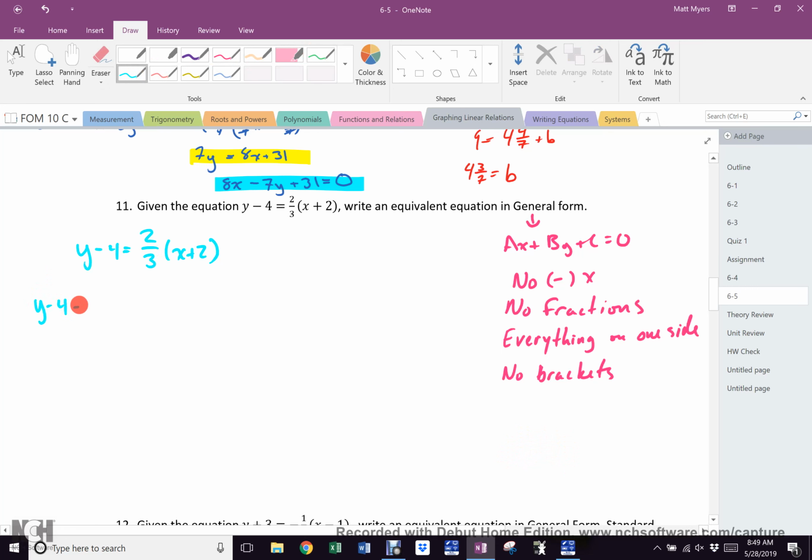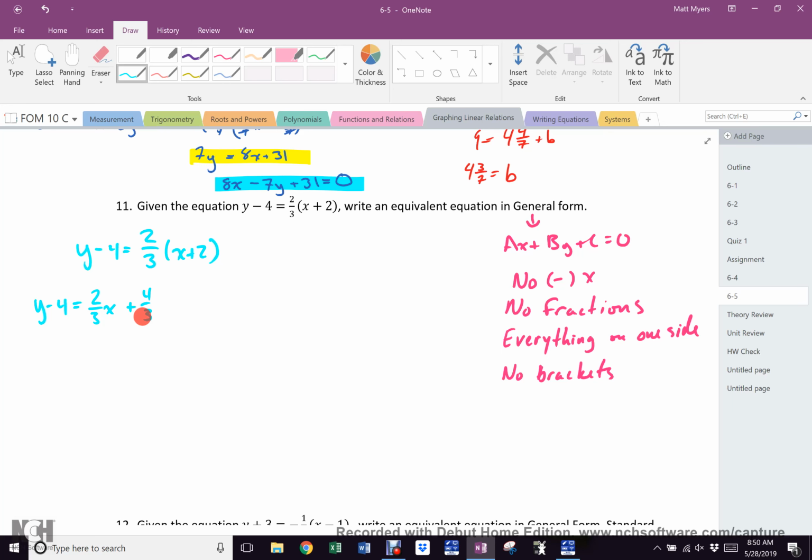y minus 4 equals, what's 2/3 times x? 2/3 x plus what's 2/3 times 2? 4/3. Agreed? Right, if I got 2/3, then I got another 2/3 because there's two of them. I got 4/3, yeah? Okay, so have we gotten rid of the brackets? Excellent. What should we get rid of next?